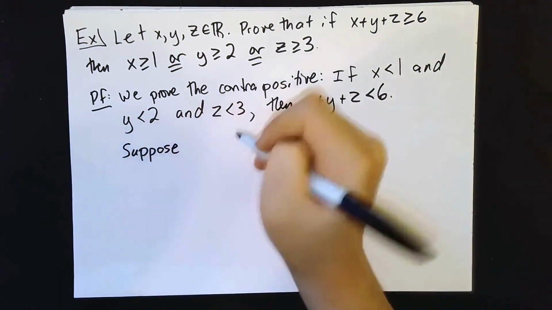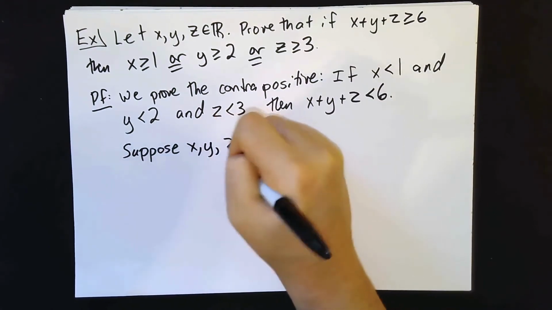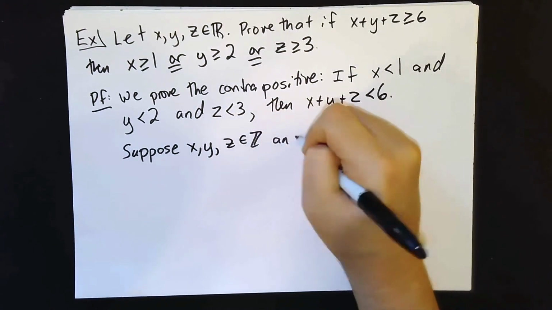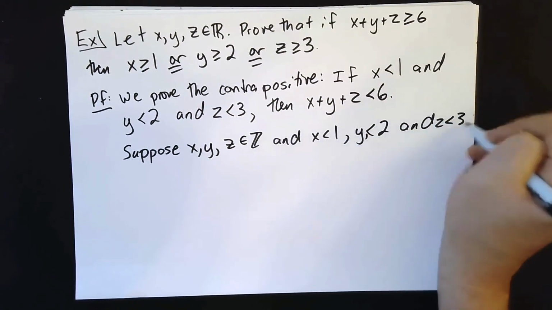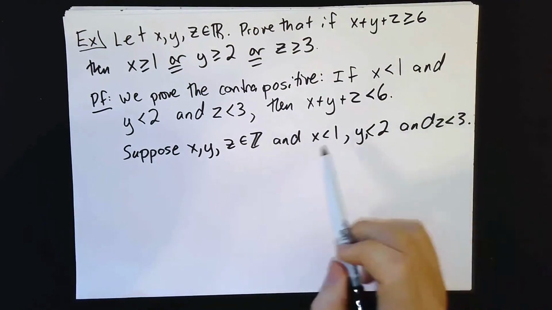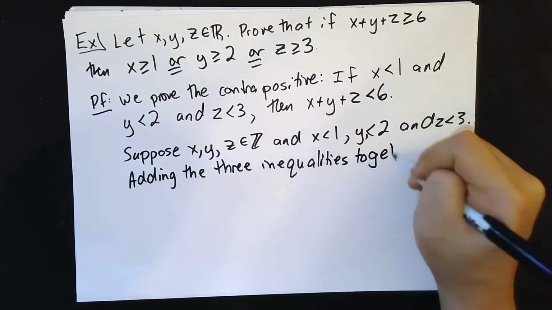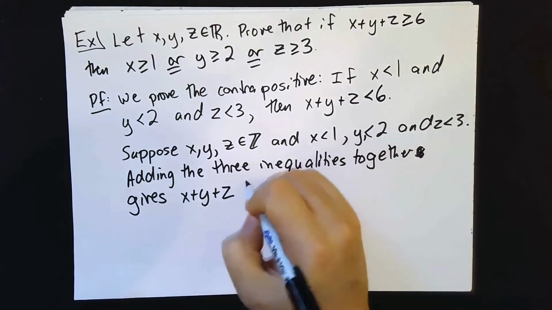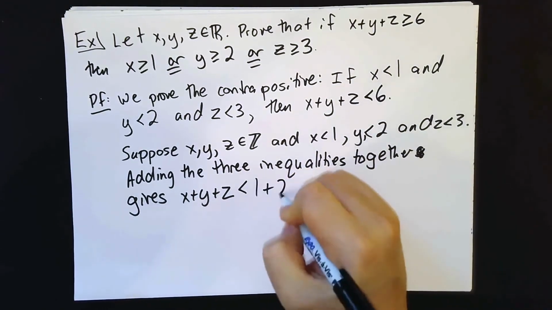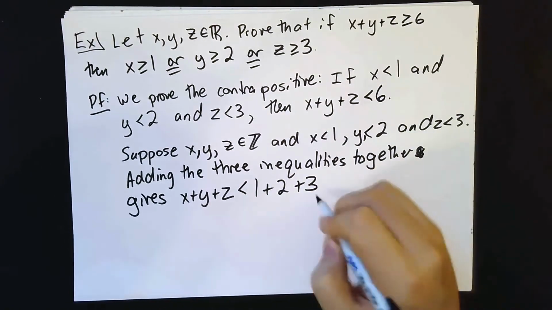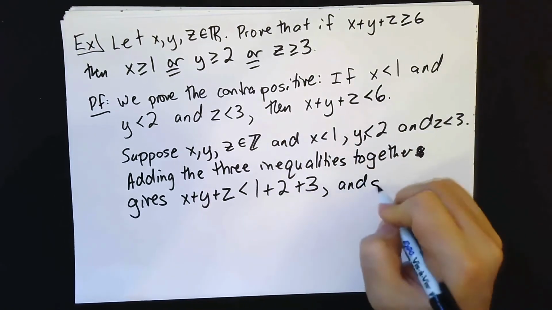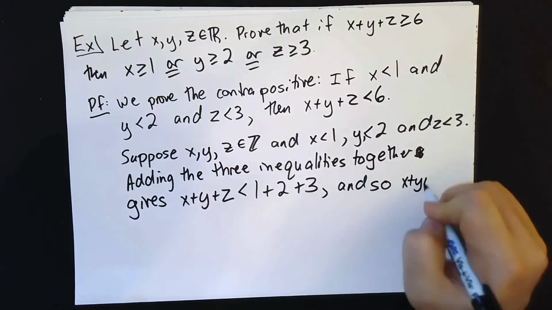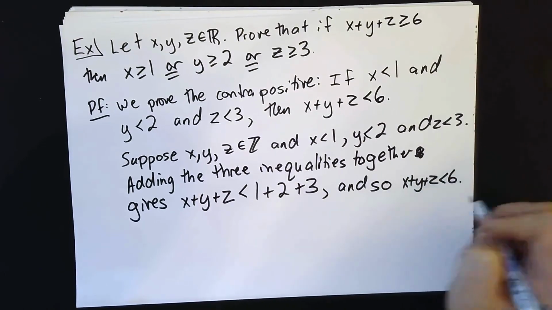Let's suppose x, y, and z are real numbers. Well, then I can add these three inequalities together, and that will give me x plus y plus z is less than 1 plus 2 plus 3. And so x plus y plus z is less than 6, and we're done.